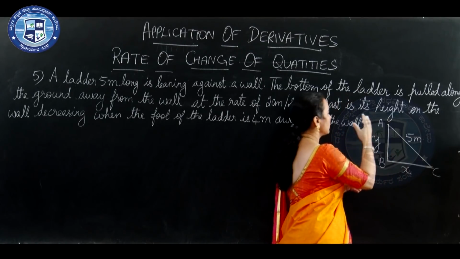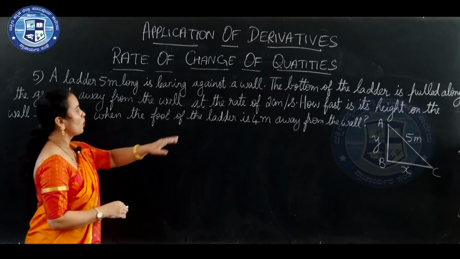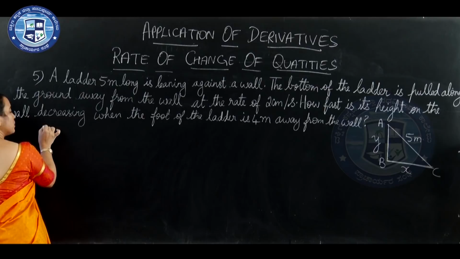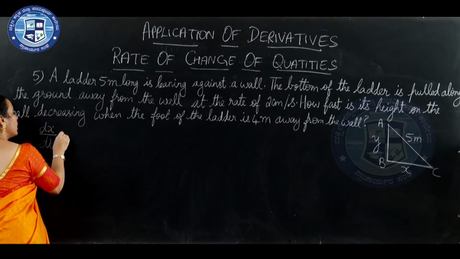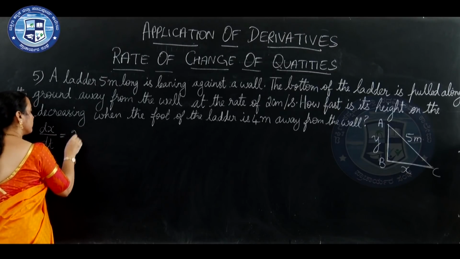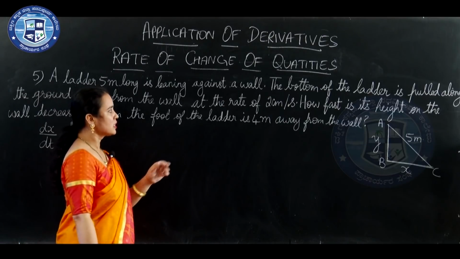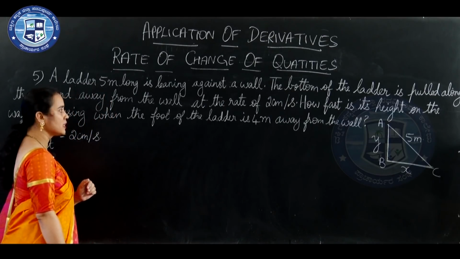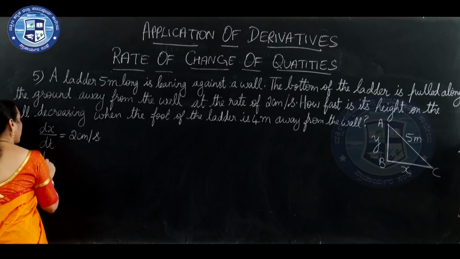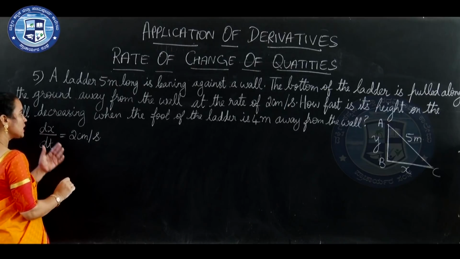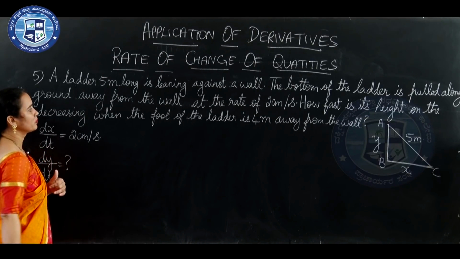So, change in x is what is given, ground away from the wall at the rate of 2 centimeter per second. So, this 2 centimeter per second will be dx by dt. How fast is its height on the wall decreasing? So, height on the wall we have taken it as y. So, height on the wall is decreasing. So, that means you have to find dy by dt.